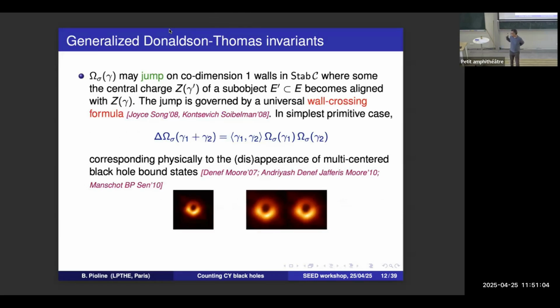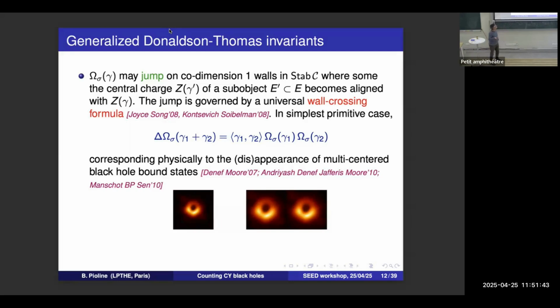Now you have this notion of generalized Donaldson-Thomas invariant, which depends both on the charge vector, the Chern vector gamma, and the stability sigma. But it has this wall-crossing phenomenon, which occurs on the lines exactly where the phase of the central charge of the sub-object gets aligned with that of the object itself. The jump is, on the other hand, very well controlled. First it was understood mathematically by Kontsevich–Soibelman and Joyce–Song, and then a very appealing physical picture was given for this kind of jump.